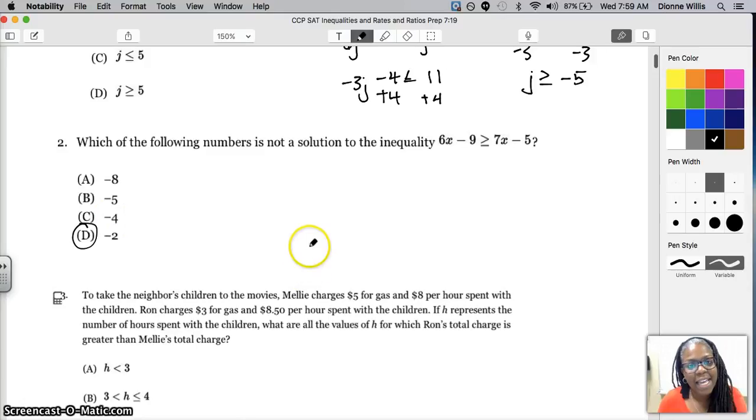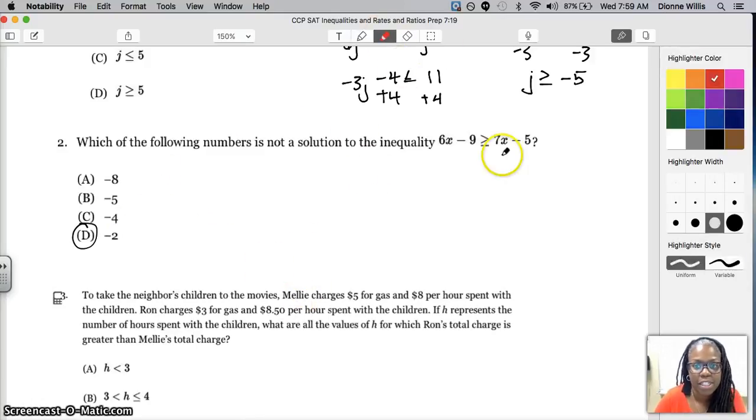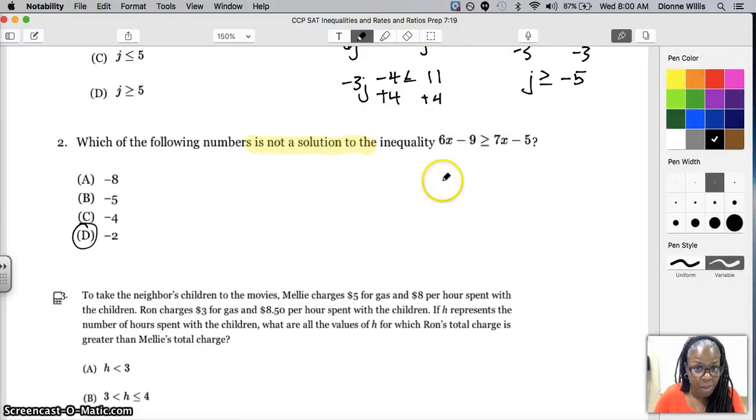So number 2, the answer is D, negative 2. Which of the following numbers, now here's something that you need to pay attention to, is not a solution. So it does not work here. You can plug each of these values in and see which one doesn't satisfy the inequality, doesn't make this side greater than or equal to this side. Or you can manipulate the equation, which is what we're going to do with algebra. Again, I'm going to try to isolate x and solve for it.